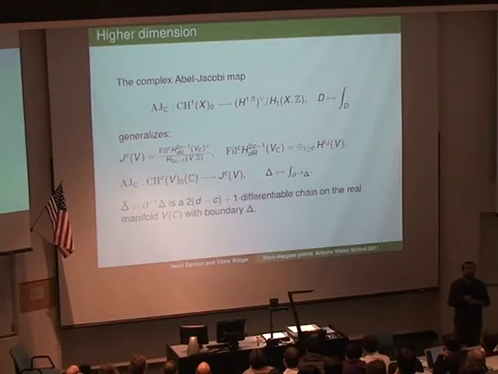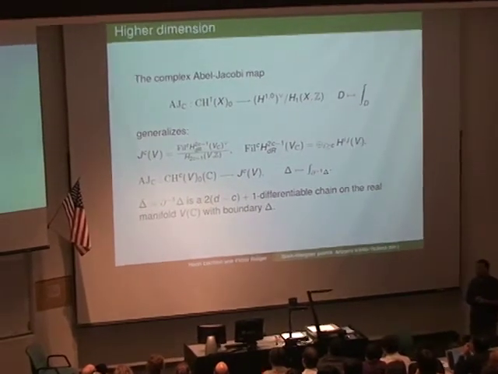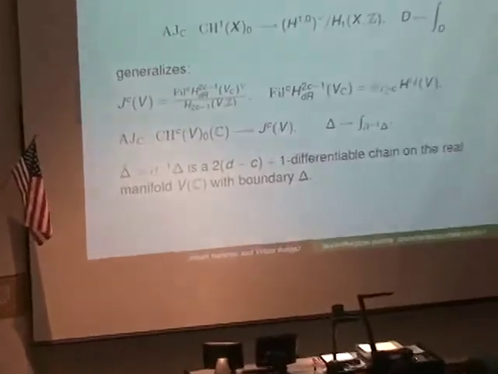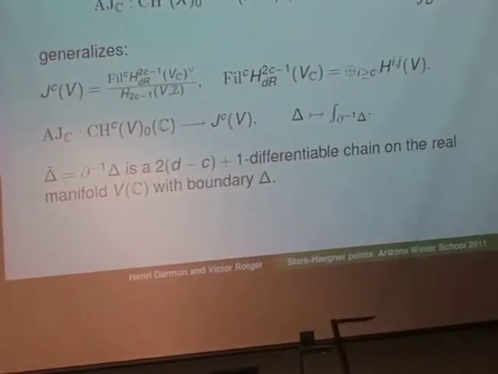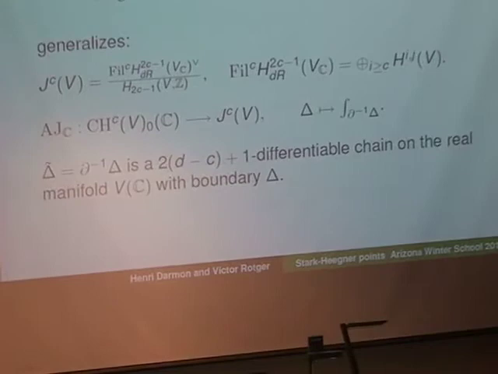In general, this is not an isomorphism. So for curves, this was an isomorphism, but in general, it is not. And I think that if the variety is defined over a number field, it is expected to be injective. Here, delta twiddle is any differential chain whose boundary is delta. So I think this was the recalling of all the ingredients that we are using for curves. I sort of generalized them to any variety.